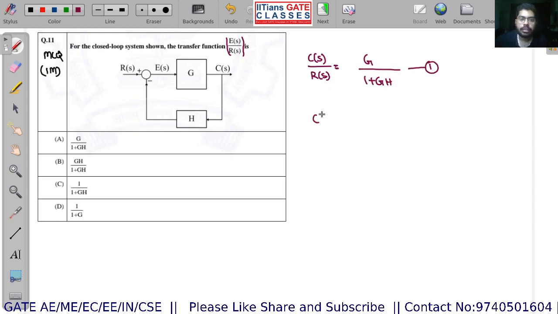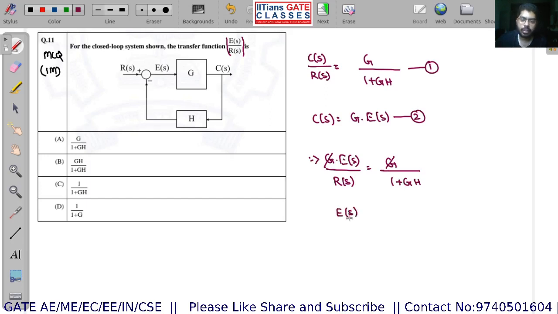Now what do you see? C(s) is also equal to G into E(s). Substitute equation 2 in equation 1. What do you get? G into E(s) divided by R(s) is equal to G divided by 1 plus GH. What is the ratio of E by R? You get 1 divided by 1 plus GH. So E(s) by R(s) is equal to 1 over 1 plus GH. Very simple question. Option C is your correct answer.